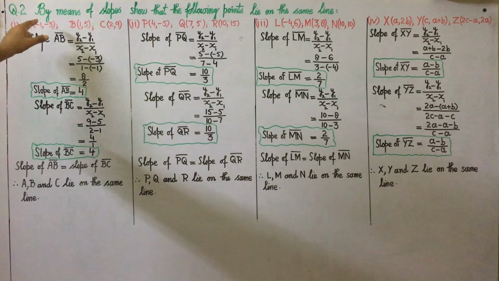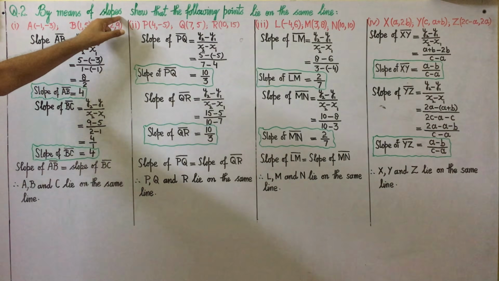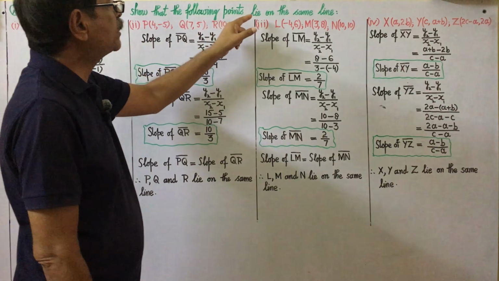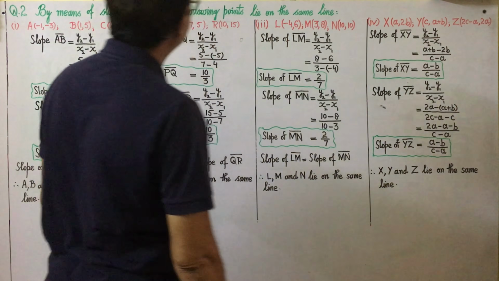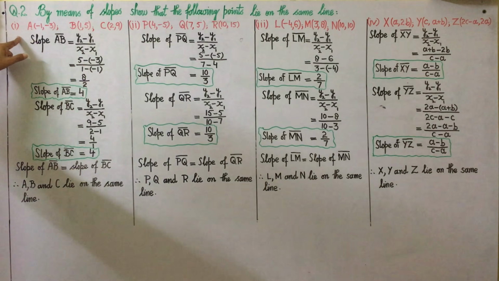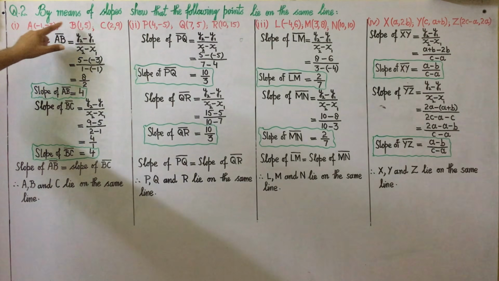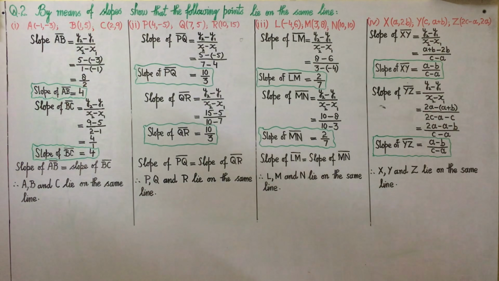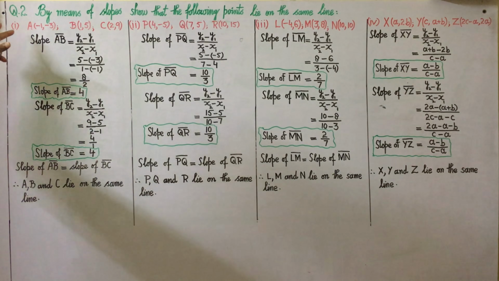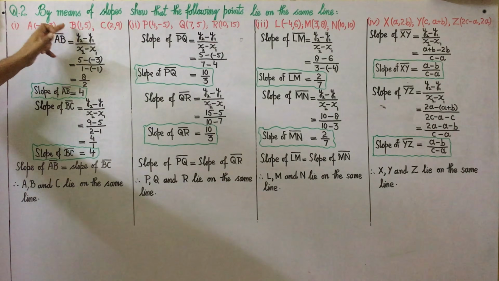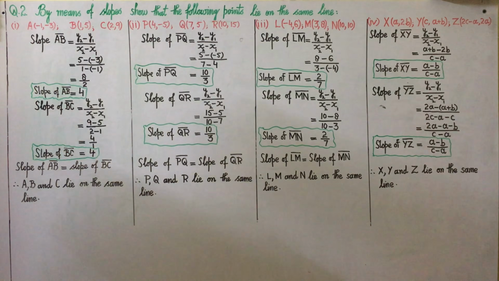Question 2. By means of slopes, show that the following points lie on the same line. Part A, B, C. 3 points are given. We have to show that these points lie on the same line. If we prove that slope of AB is equal to slope of BC, then we will be able to say that A, B and C lie on the same line.